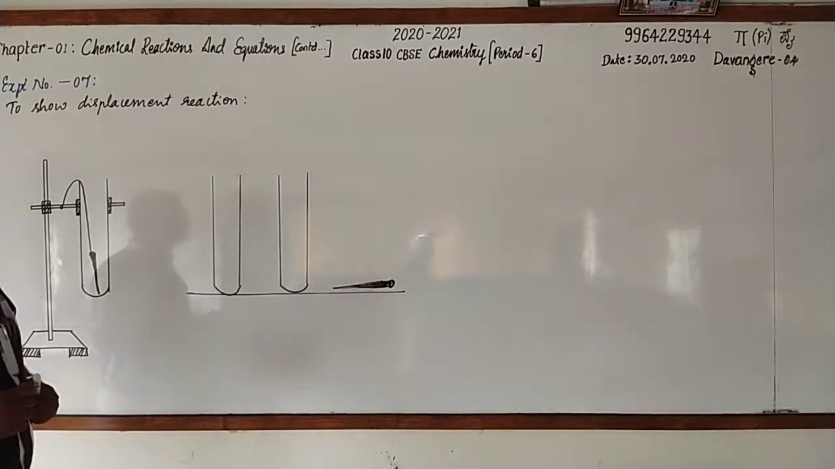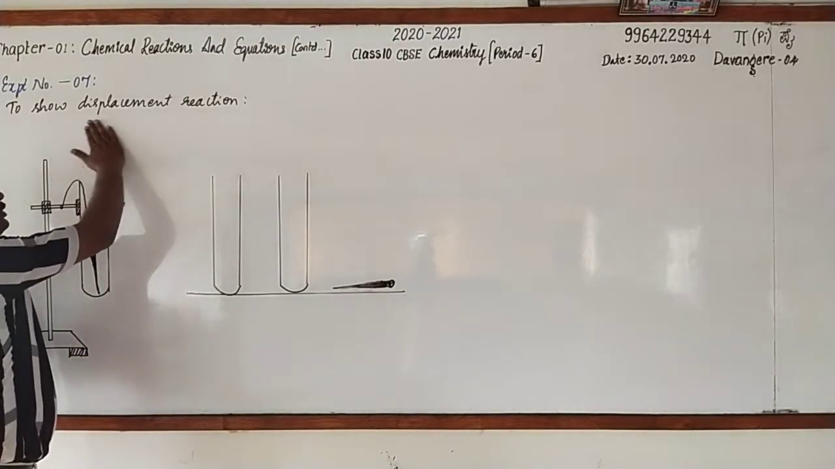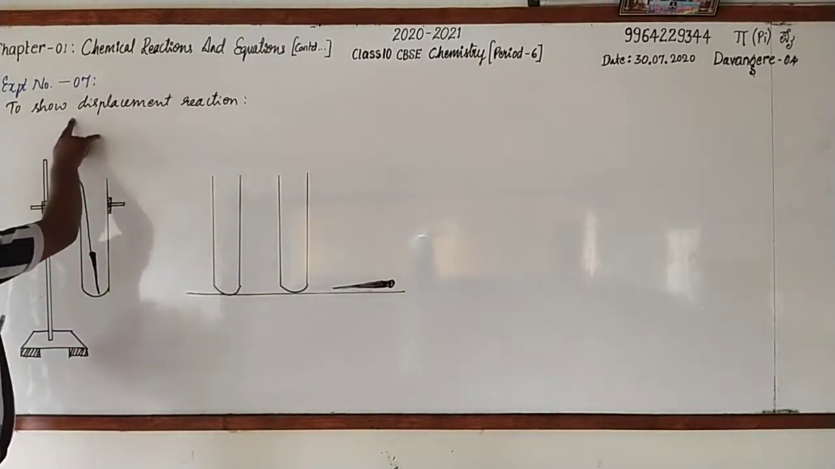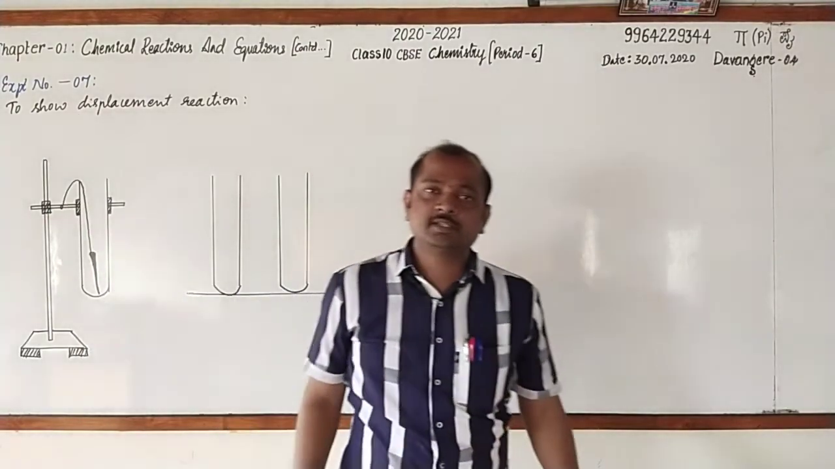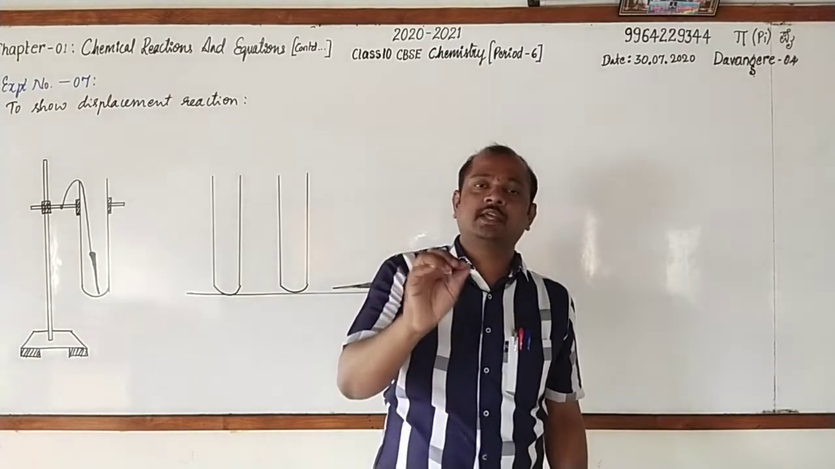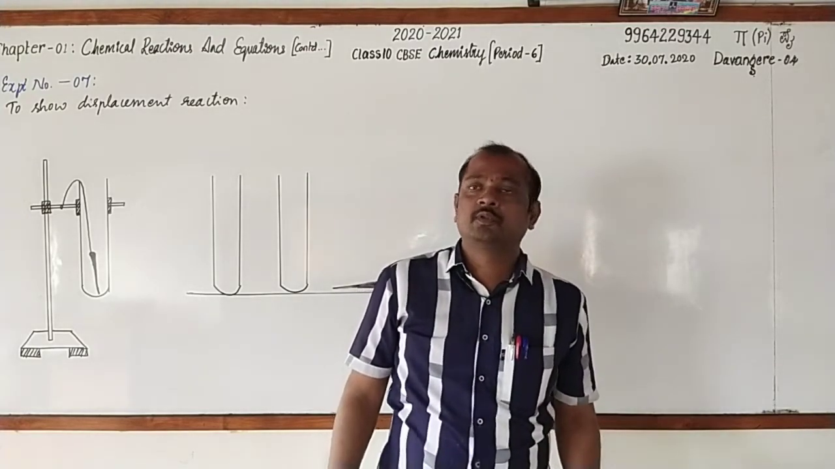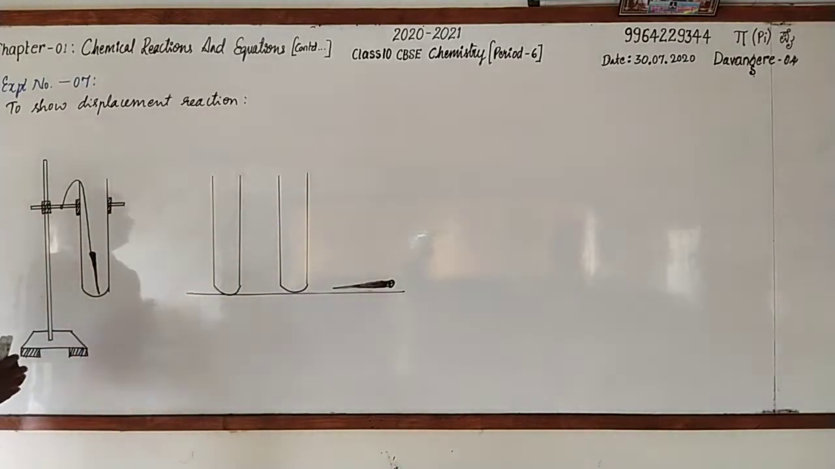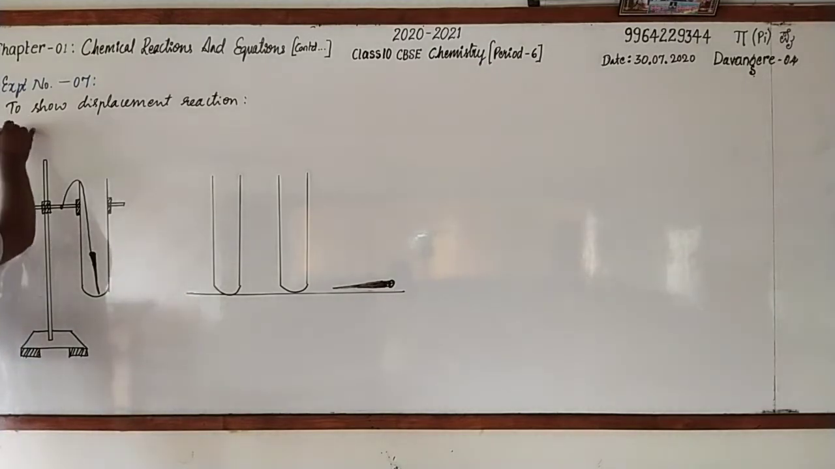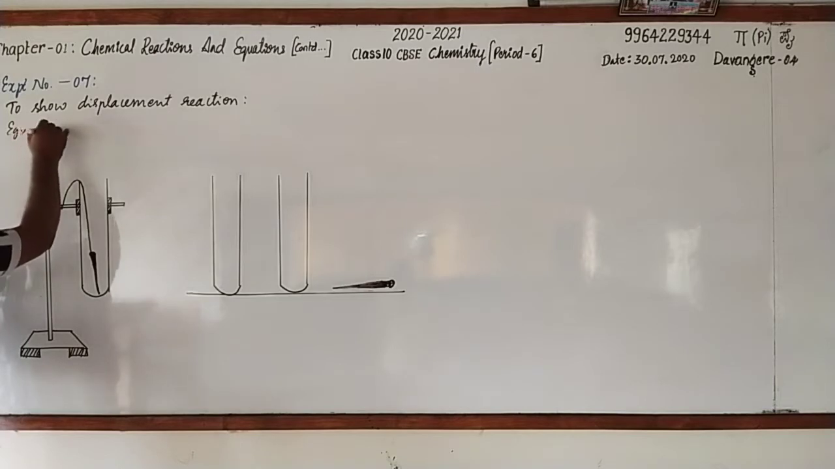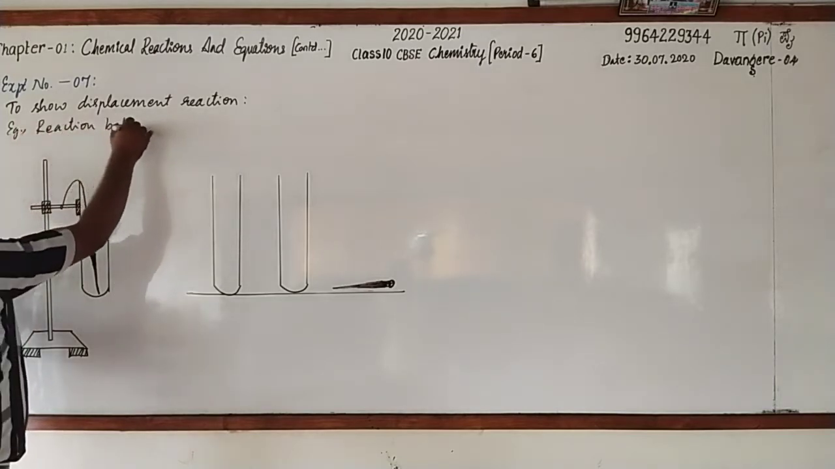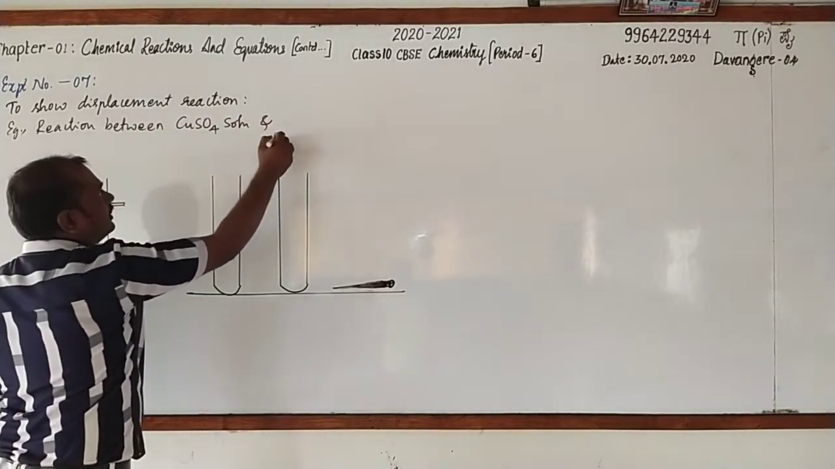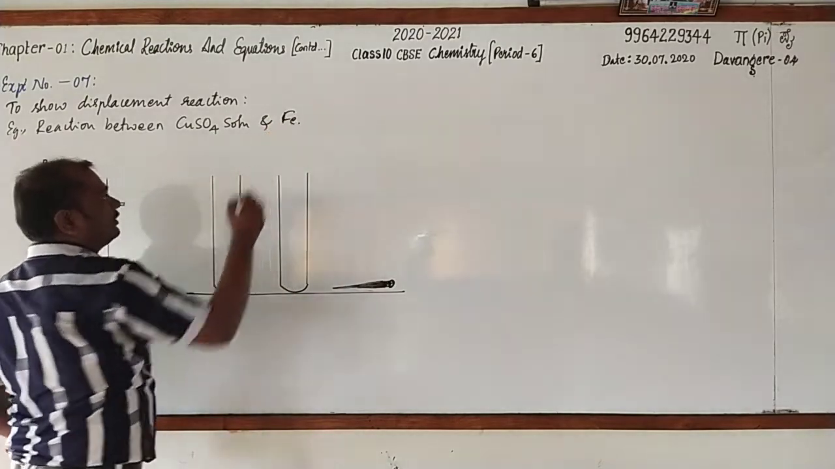So we have already got information about it. Now here we are going to conduct an experiment related to displacement reaction, to show displacement reaction. But in the examination, how can the question be asked? It is like this. With a neat labeled diagram, show the displacement reaction with a suitable example. Here I am going to take the example, the reaction between copper sulfate solution, CuSO4 solution, and iron, that is Fe.